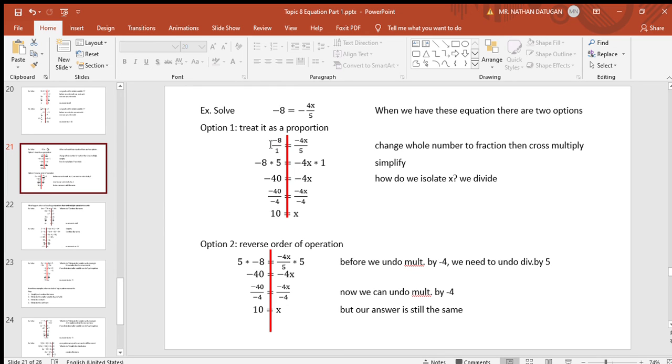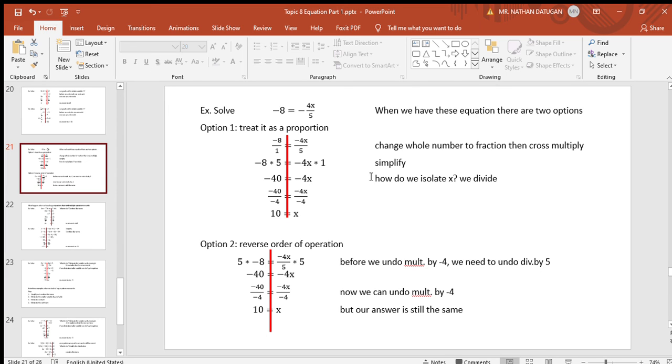And again, when you change any whole number to a fraction, you want your negative on your numerator. So it's going to be negative 8 over 1, and we give the negative to the 4x, giving us negative 4x over 5. Now you cross multiply: negative 8 times 5, and 1 times negative 4x. Now we simplify. Negative 8 times 5 is negative 40, and negative 4x times 1 is negative 4x.